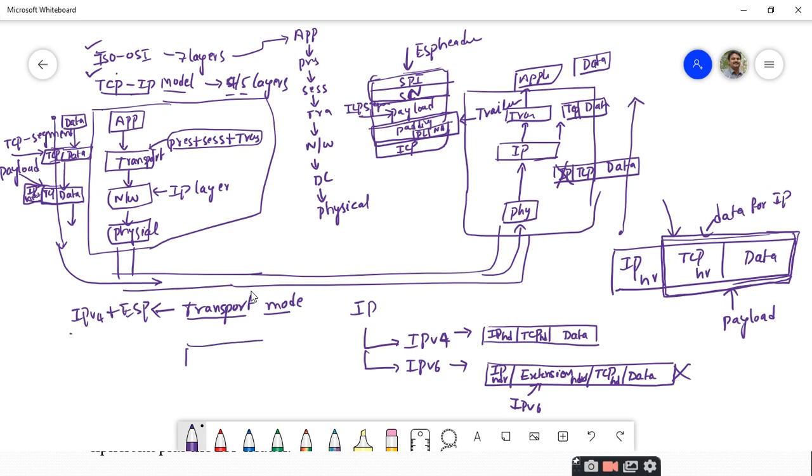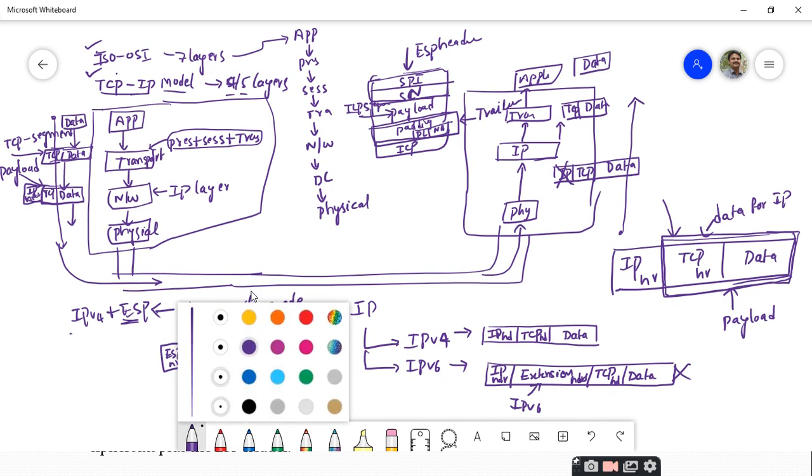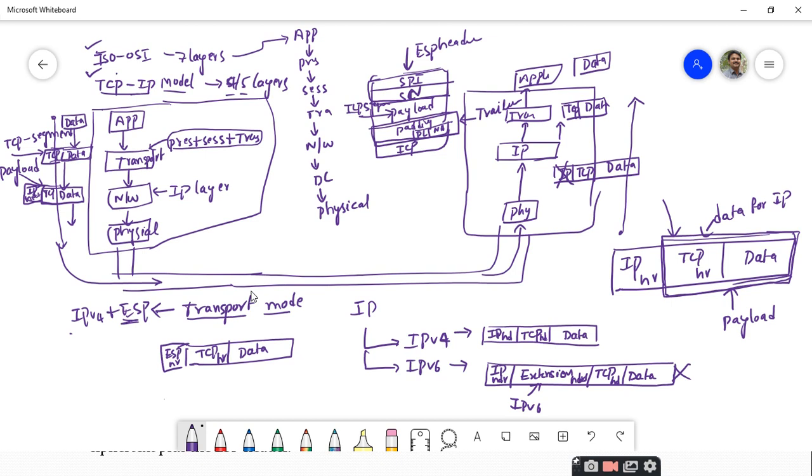So whatever part you have, that is the TCP header and the data, it is going to be encrypted along with the ESP trailer. Since you are using this ESP, listen carefully, you are going to add the ESP header and you are going to add the ESP trailer. So this is what happens in the transport mode.